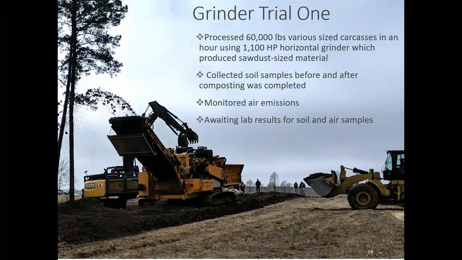So the first trial we did, this was a 1,000 horsepower unit back in February, and we were able to process about 60,000 pounds of material in an hour. So for every pound of carcass, we also had a pound of wood chips. We tried it with the wood chips, without the wood chips, and we found that a 1-to-1 ratio made it run really well. And so that means the grinder was actually processing 120,000 pounds of material an hour. So if that gives you any idea of the size of these things.